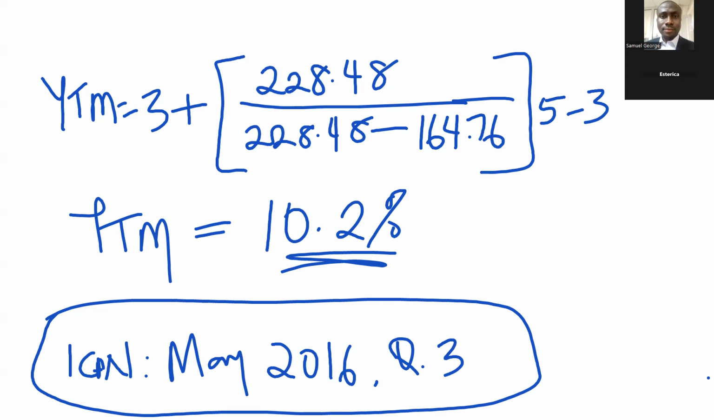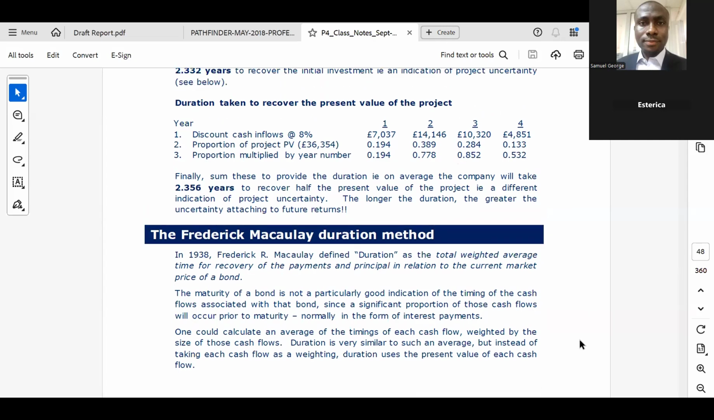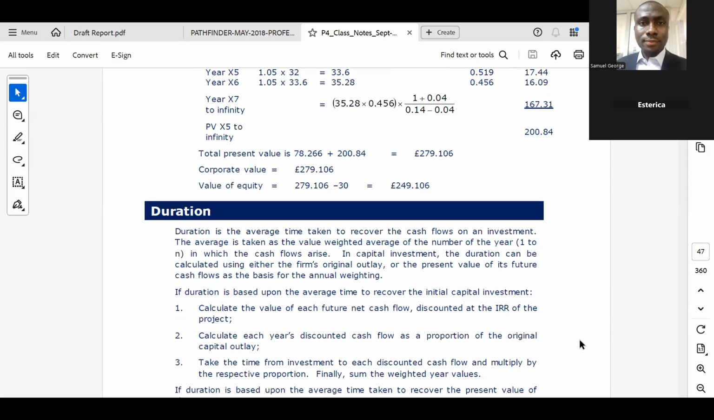You will see the notes. You have it already. We called it P4 class notes. I've sent it to you on WhatsApp before. So if you go to page 48, you will see Frederick Macaulay duration method. That is bond duration. If you go back, there are other types of duration you can see.